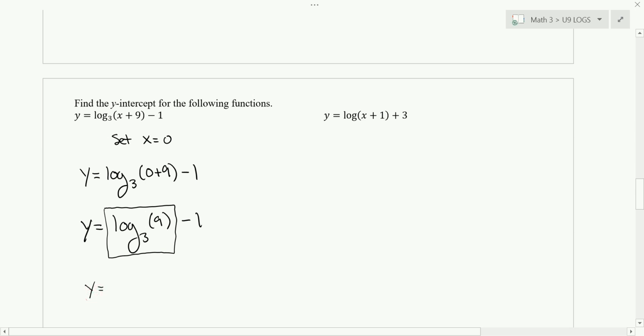So what question is this asking, the log base 3 of 9? 3 to what power is equal to 9? And what's your answer? 2. So this is really, what's 2 minus 1? And so our y-intercept is 1. Okay? So find the y-intercept of log of x plus 1 plus 3.